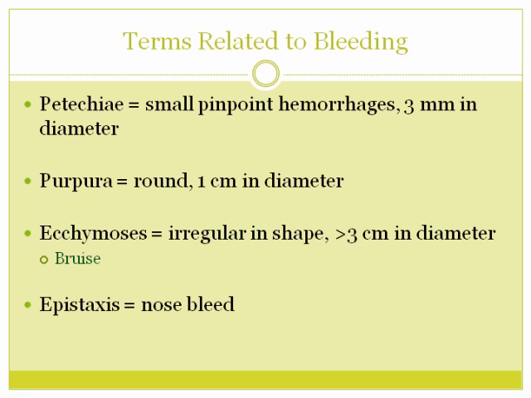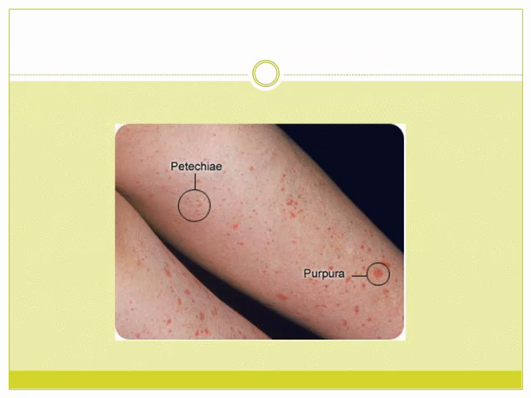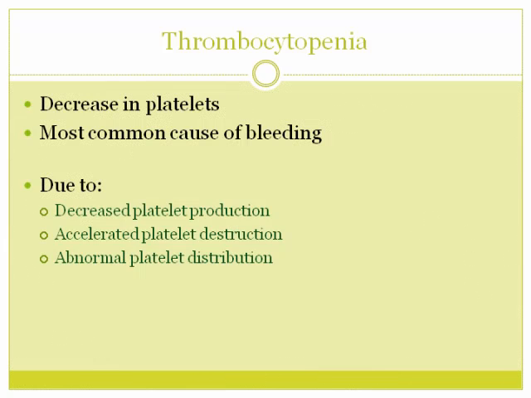So looking at these terms real quick that we just went through, petechiae are small pinpoint hemorrhages, usually about 3 millimeters in diameter. Purpura are a little bit larger than that. They're small hemorrhages, but they're about a centimeter in diameter. Ecchymoses is just referring to a bruise. Epistaxis is referring to a nosebleed. So if we look here, we'll have a picture of the petechiae and purpura. So you can see it's just a difference in size.